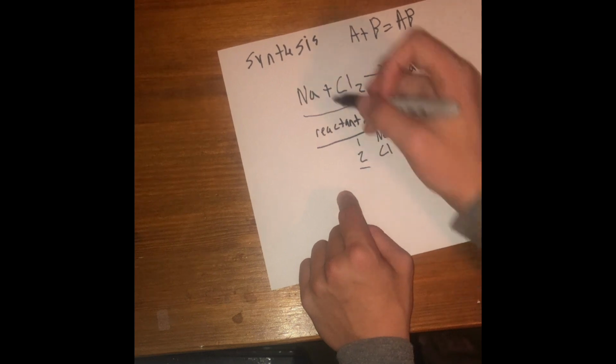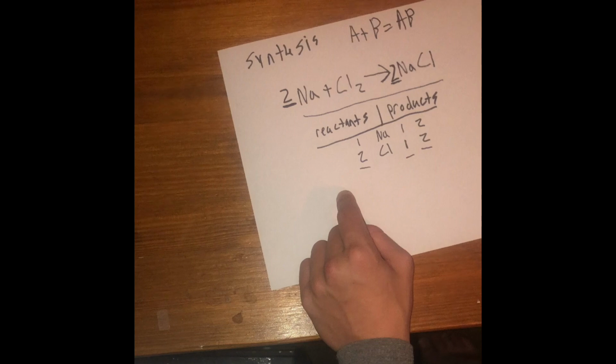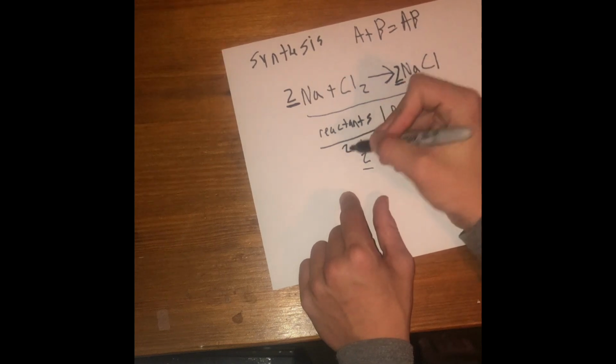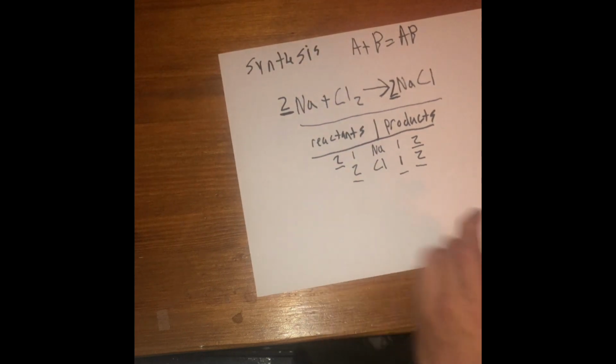So you do the same thing. We've got another coefficient here. Make it a 2Na. So now you have 2. So now we have 2 on each side of the equation. So now we proved that it's balanced.